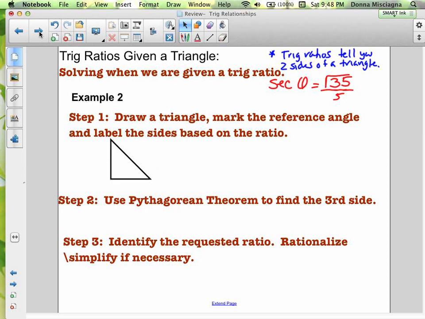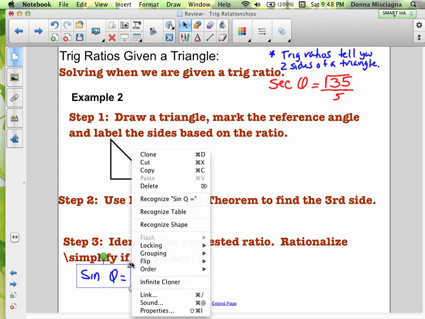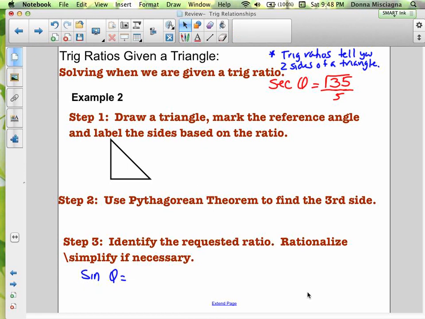All right, so this time we are given secant. Let's find sine. And since I like my choice, let's save it. So just in case I erase the page again, I won't lose it.